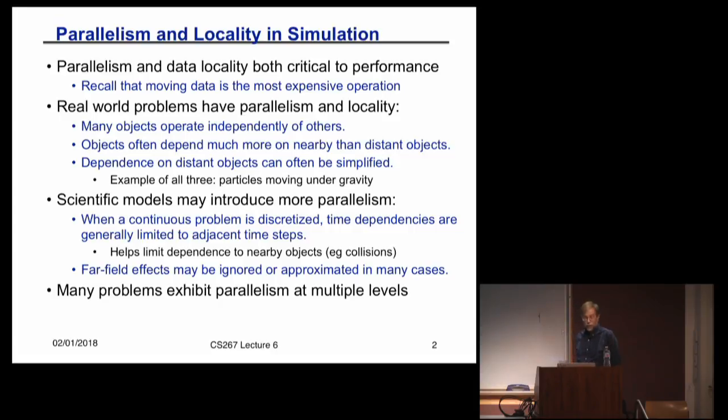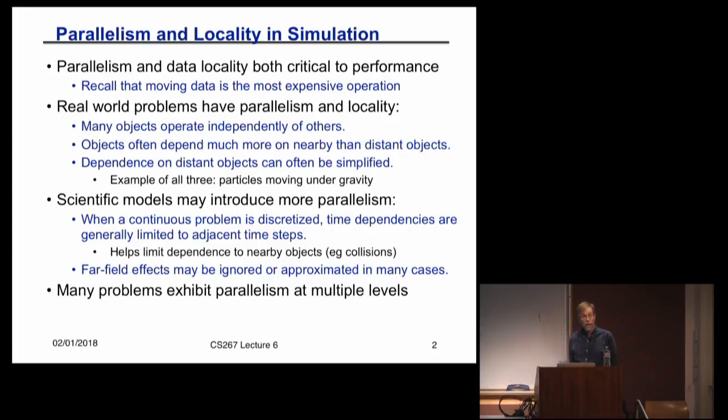Then it's also true that objects depend much more on nearby objects than more distant ones. Again, billiard balls are pretty natural. Until they actually get close enough to collide, they don't affect one another at all. But it's also true, say, in gravity, that distant objects are going to have less effect or a simpler effect on an object moving under gravity than the nearby ones. And the dependence that you have on distant objects can often be simplified. So actually gravity, objects moving under gravity, is an example of all 3 of these things.